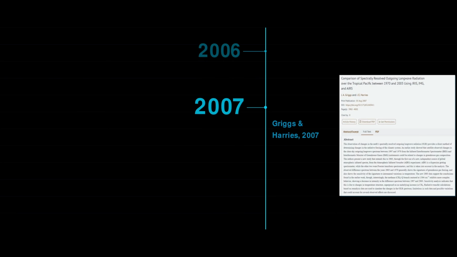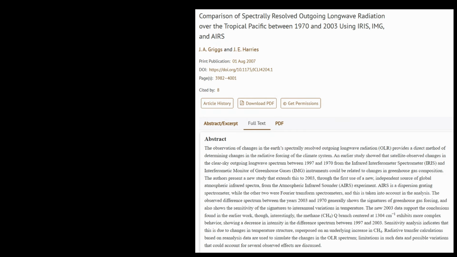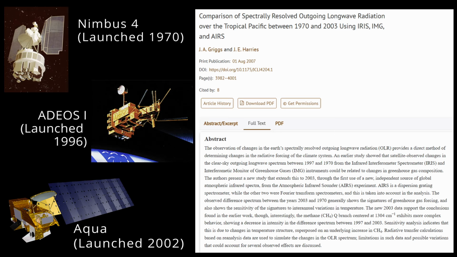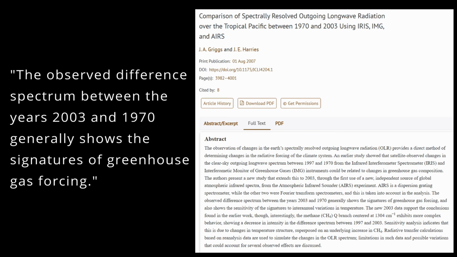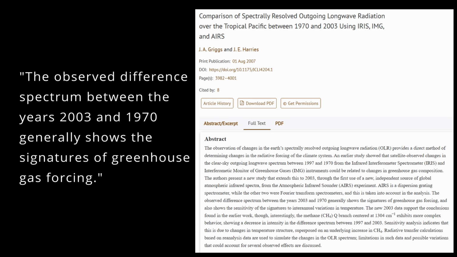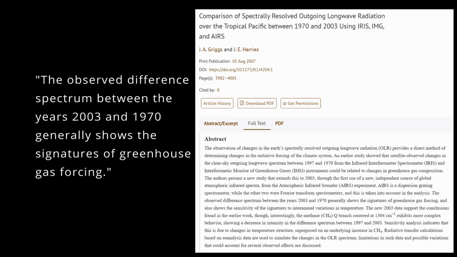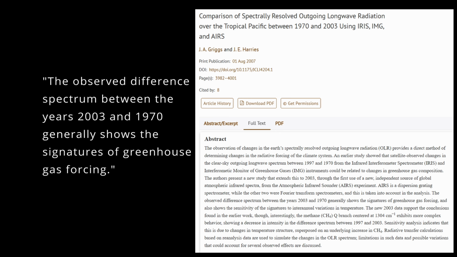And again, these are just the first studies of their kind. So let's see how much it has advanced since 2004. In 2007, we have Griggs and Harries. This was similar to Harries 2001, but remember that looked at data from 1970 to 1996. This study extended that by taking data from a third satellite, the Aqua, that was launched in 2002. It's actually still operational. And this study both confirmed the trend was increasing and continuing through to 2003, but it also gave it an additional weight because it's a third satellite. It's a new data source that also agrees with the other two.